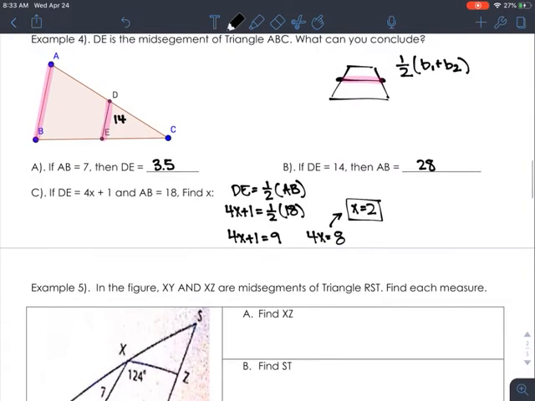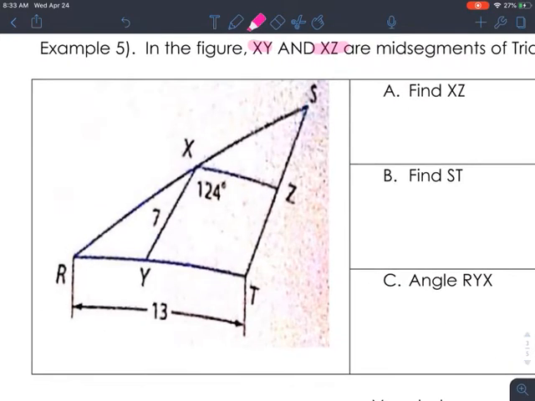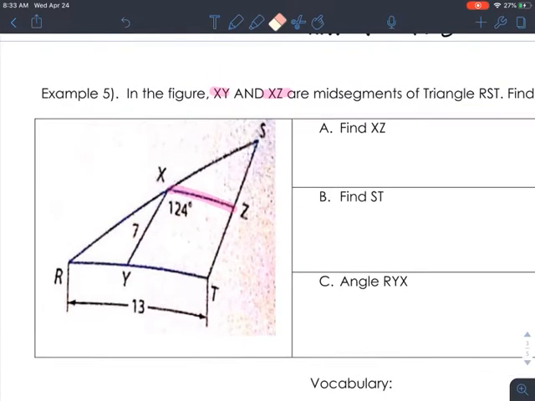Now, example 5 is once again applying this. In this figure, we're given that XY and XZ are mid-segments of this triangle. So we now have two mid-segments, XY and XZ. The first question is asking us to find XZ. The big idea here is you just have to make sure you know what base we're looking at for that XZ.